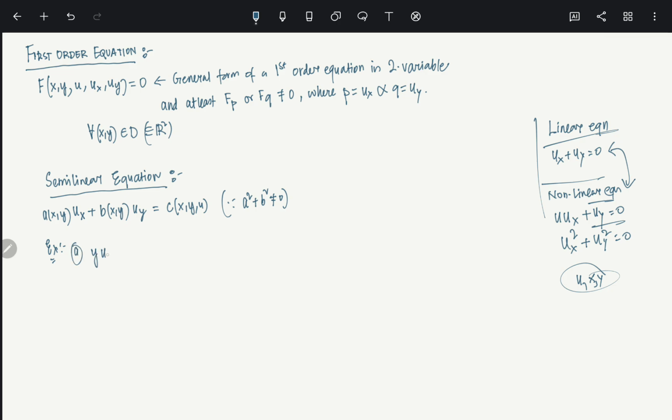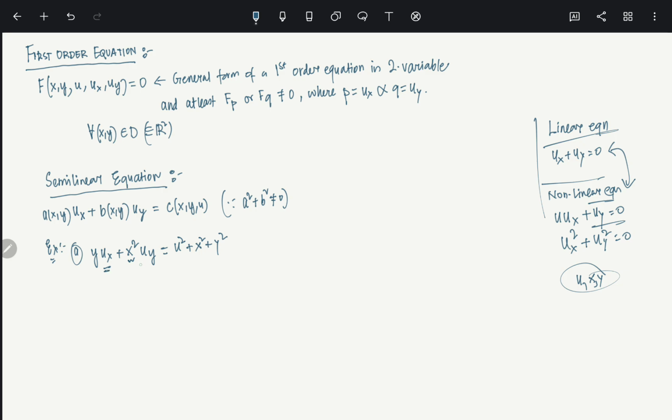Okay. So the first example, let's just stick with this. Let's say y ux plus x squared uy equals, let's say, I don't know, maybe we can put u squared plus x squared plus y squared. So this is an example of a semilinear equation. See, this is a nonlinear term, but nonlinear in x. We are not really interested in that. We want linearity with respect to the highest order.